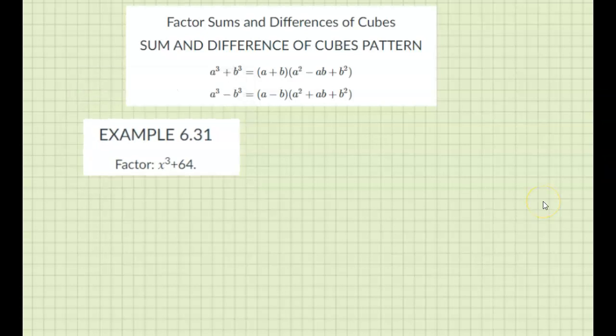Alright, so there is one more special pattern that we're going to look at in this section. Those are the sum and difference of cubes patterns. Okay, so we have two very similar formulas.